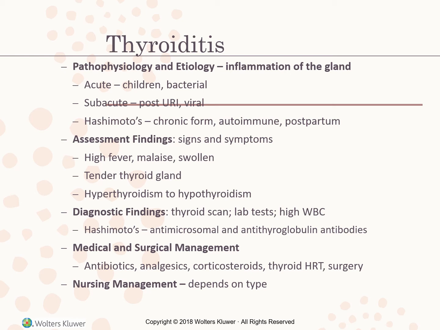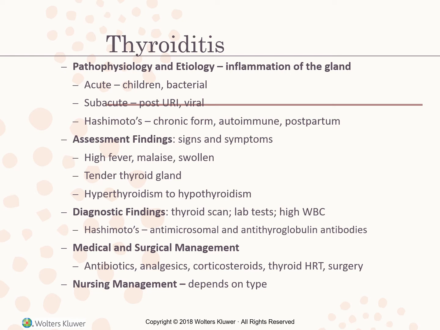To diagnose, in acute thyroiditis, lab results will show an elevated white blood cell count. During a thyroid scan, inflamed and damaged thyroid cells will fail to concentrate RAI. And during the hypermetabolic phase of the disease, thyroid function tests will elevate. In the situation of Hashimoto's thyroiditis, high titers of antimicrosomal and antithyroglobulin antibodies are evident, reflecting the autoimmune nature of this disease.